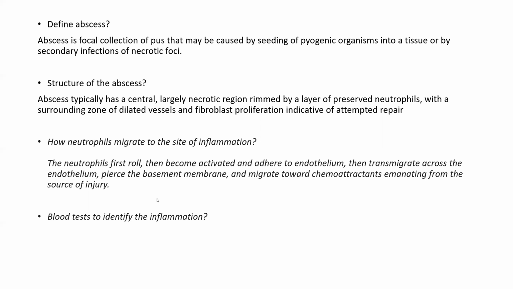What blood tests can identify inflammation? We can do a full blood count in which there will be elevated WBC, and also ESR and then CRP. CRP, okay. And what is the definition of acute phase reactants? These are substances that are released during the period of acute inflammatory reactions in the body. Can you give me examples of acute phase reactants?